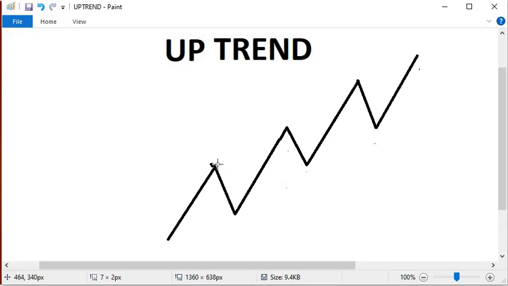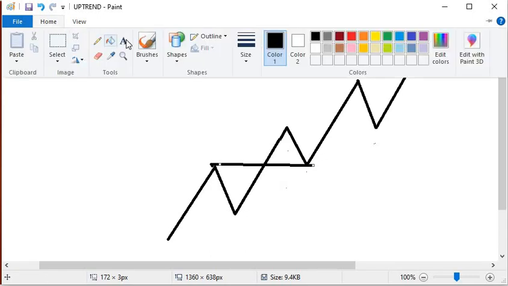This point should be a resistance here. It should have held the market from moving upward, but it didn't, and the market broke this point. So now this place, this resistance, it will act as a support.